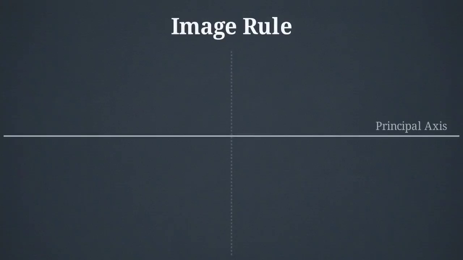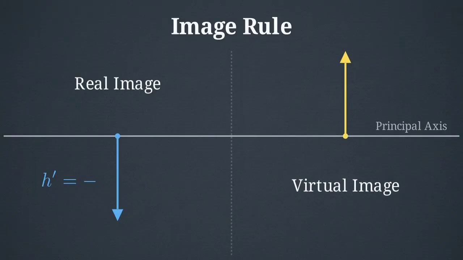Third is the image rule. Real images are always inverted, meaning their height is negative. Virtual images are universally erect, meaning their height is positive.